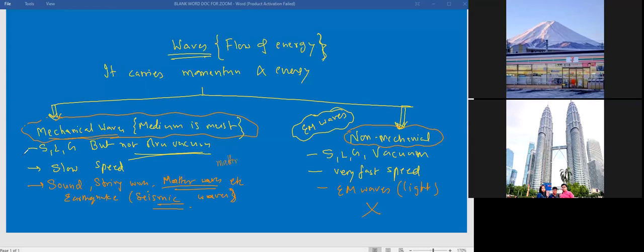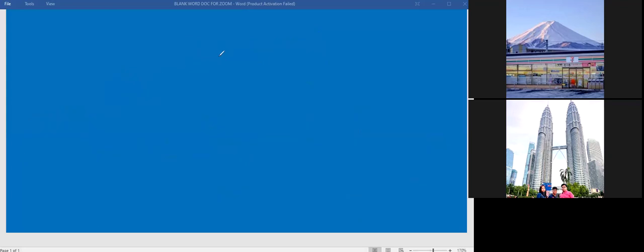Completed. Okay. Now, about mechanical waves, they can be further classified into two categories: longitudinal waves and transverse waves. I think you know about these two waves. In grades 8 and 9, we do have this. Any idea? No, sir.